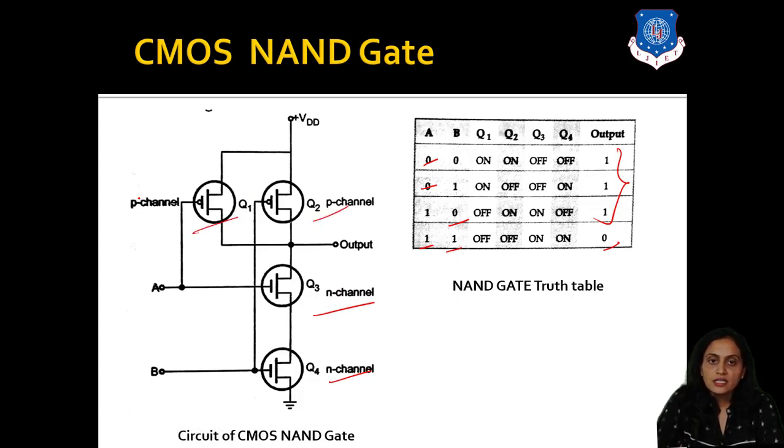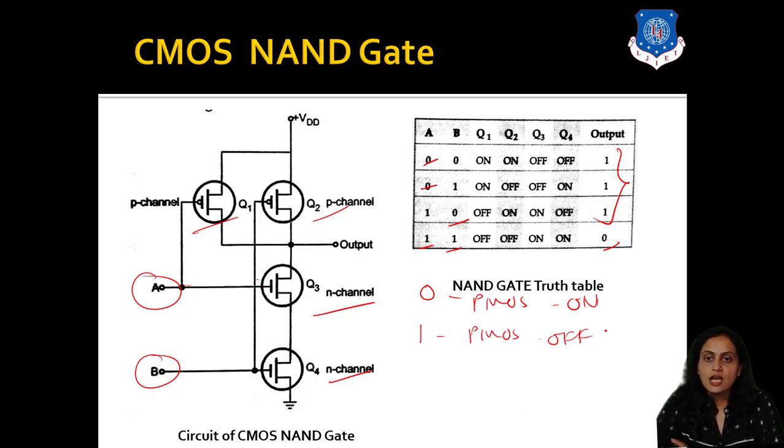We are connecting Q1 and Q3, where we apply one of the inputs, and we are connecting Q2 and Q4, where we apply the other input. We will see the functionality like this: if logic 0 is applied, then PMOS is on and NMOS is off, and if logic 1 is applied, then PMOS is off and NMOS is on. And this is how we will see what the output voltage, what the output logic, would be.